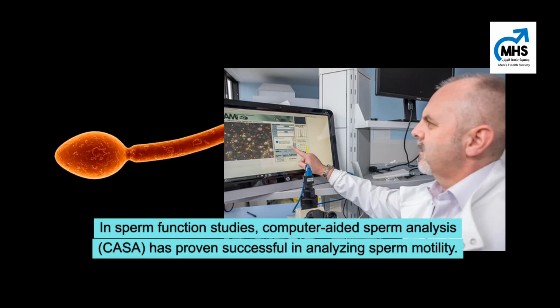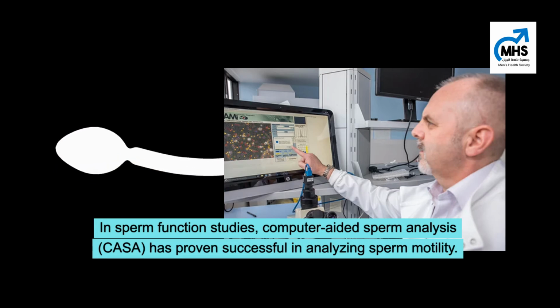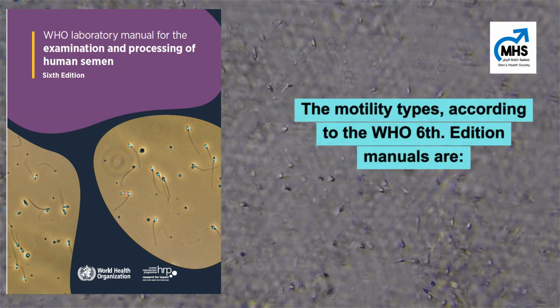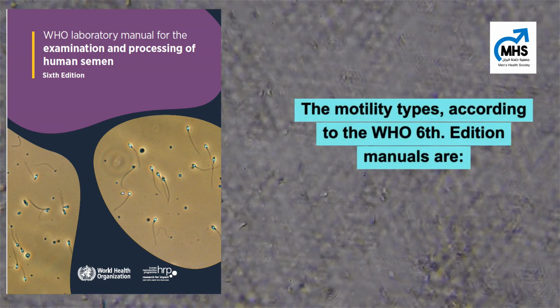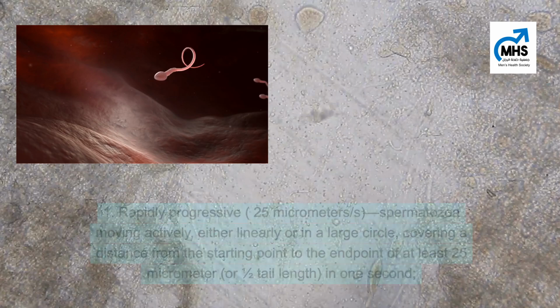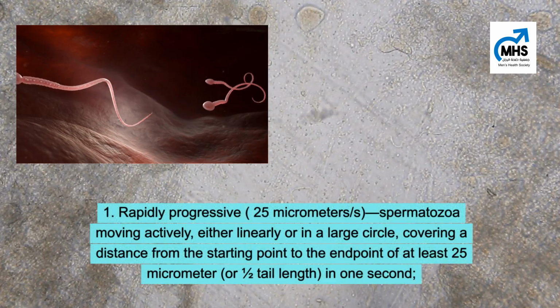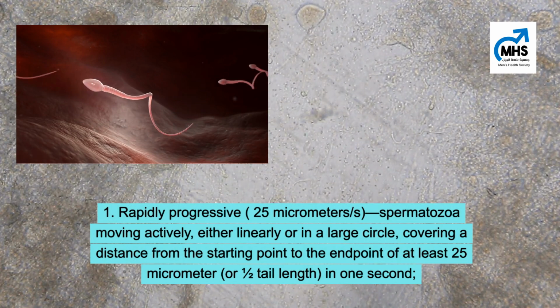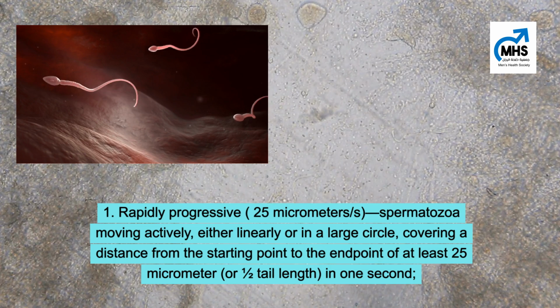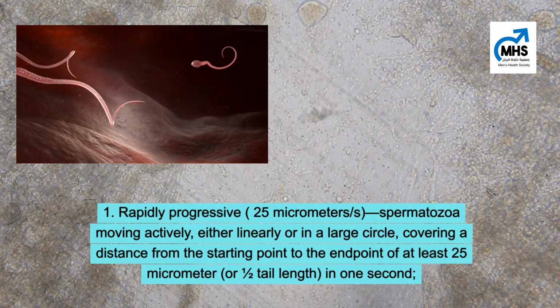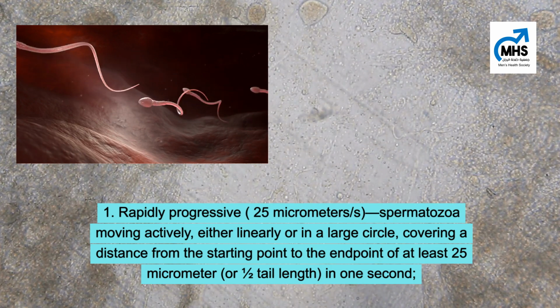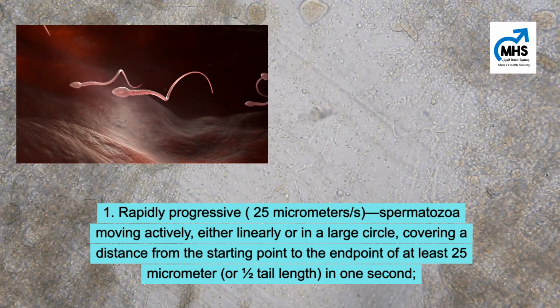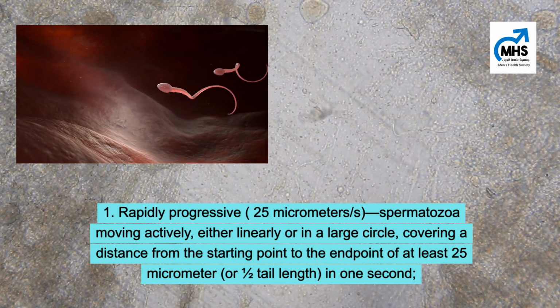In sperm function studies, computer-aided sperm analysis, CASA, has proven successful in analyzing sperm motility. The motility types, according to the WHO 6th edition manuals, are: 1. Rapidly progressive, over 25 micrometers per second: spermatozoa moving actively, either linearly or in a large circle, covering a distance from the starting point to the end point of at least 25 micrometers, or a half-tail length, in 1 second.